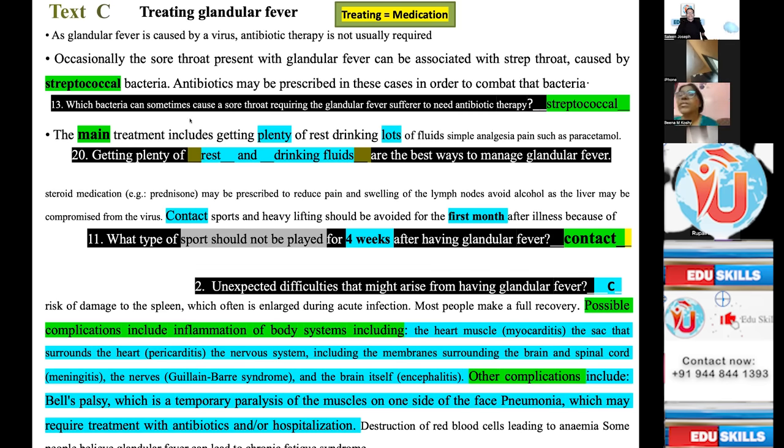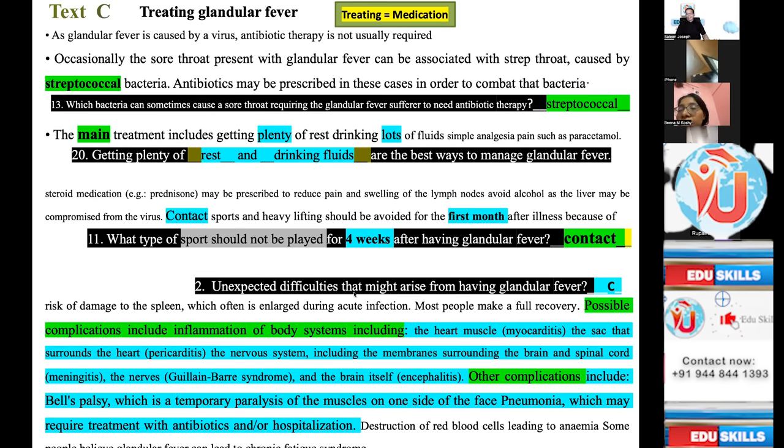See the name here, step up. Which bacteria can sometimes cause a sore throat requiring the glandular fever sufferer to need antibiotic therapy? Which bacteria? Name of the bacteria is the answer. And the main treatment, the scale is there, so you have an answer immediately. Getting plenty of, adjective is there. Rest and drinking lots of fluids. Again, you have the adjective there. Then you have contact sports, first month. What type of sport should not be played for 4 weeks? 4 weeks means 1 month, first month, synonymous expression, after having glandular fever, contact sports. It can be considered a qualifying adjective or as a name of the sports, however you understand, for the purpose of identifying the answer.